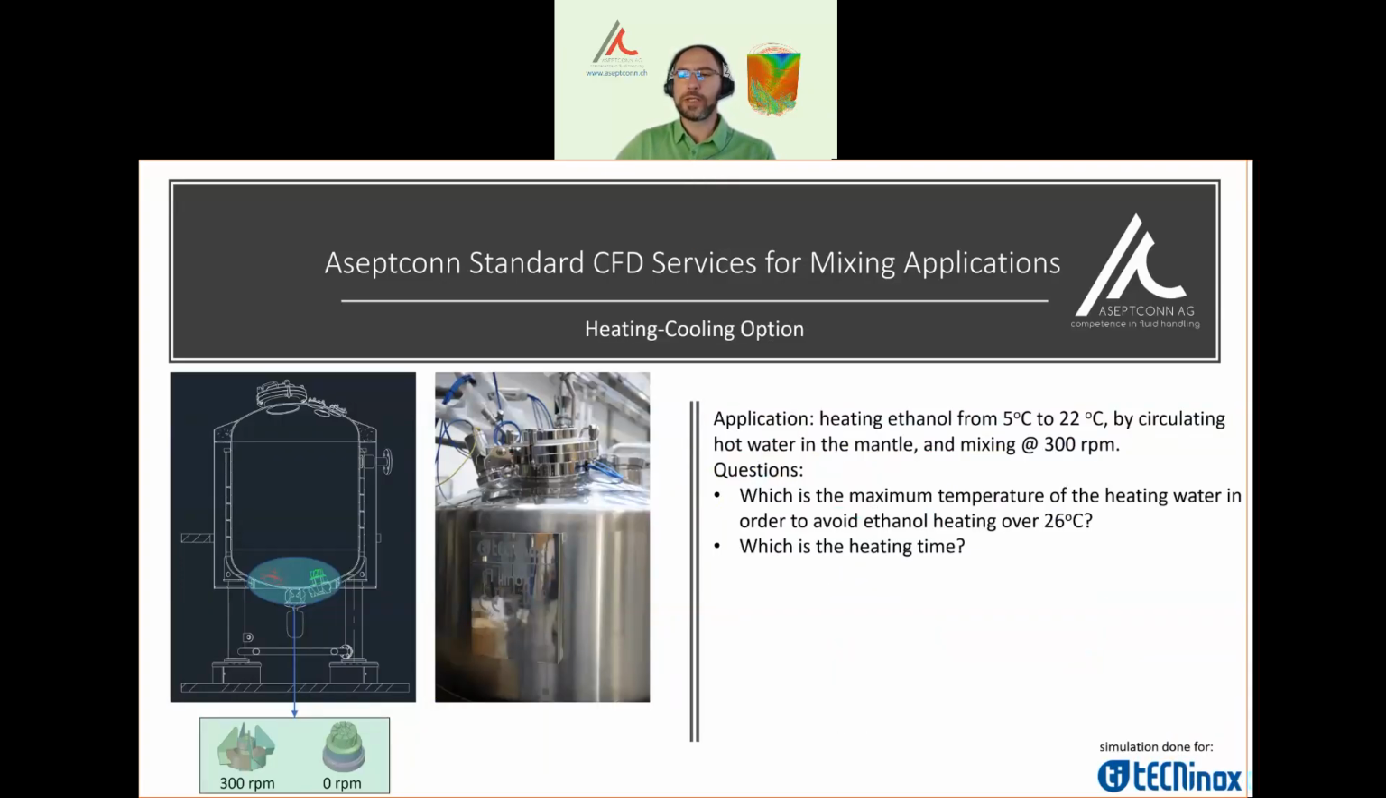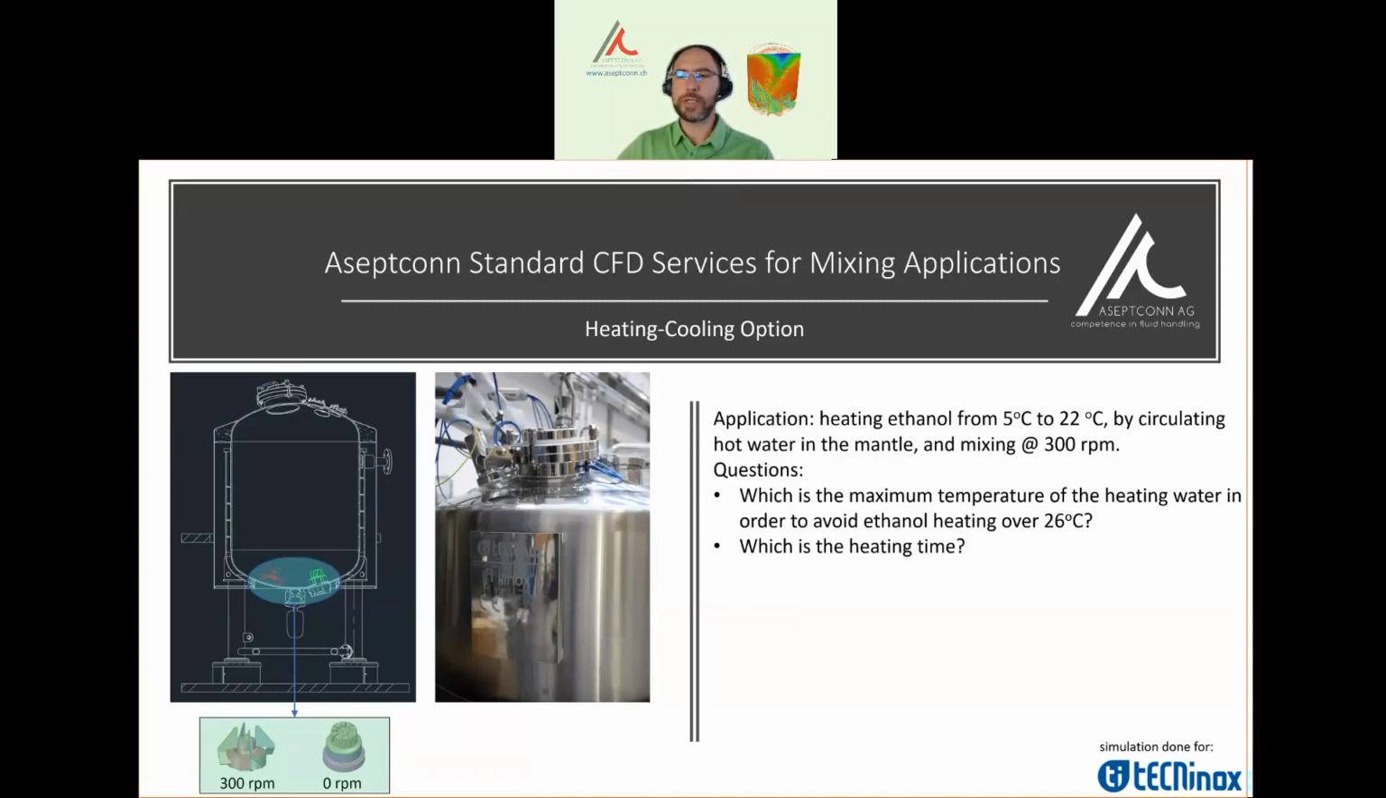Heating-cooling option is for studying the heating or cooling of a liquid by circulating a heating or cooling agent in the mantle while mixing. The target of the study is to obtain minimum and maximum temperatures, heating or cooling necessary energy, and heating or cooling time. The example is from a study performed for Techninox.